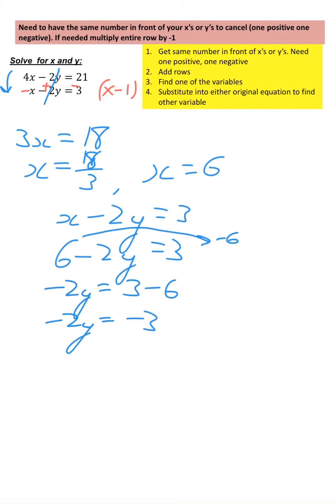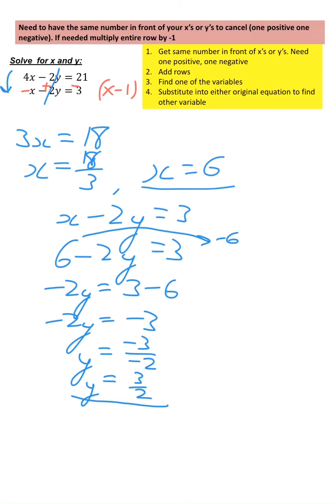So now there's a minus 2 in front of my y, so y is equal to minus 3 divided by minus 2. The negatives will cancel, so y is equal to 3 over 2. And that's my answer. y equals 3 over 2 and x equals 6.